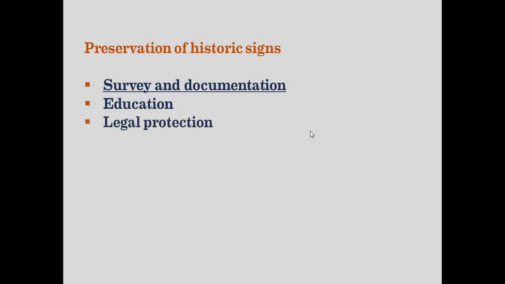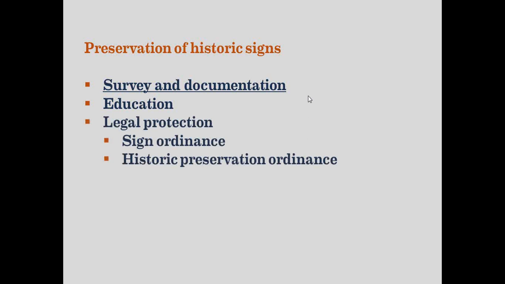And then we can supplement that with some legal protection. Sign ordinances and historic preservation ordinances each should have sections on historic signs, and in terms of sign ordinances, distinguish between outdated, obsolete signs and signs that have historic significance. And then historic preservation ordinances should allow landmarking of historic signs, and there are some examples of ordinances that already allow that, but we need more of that.